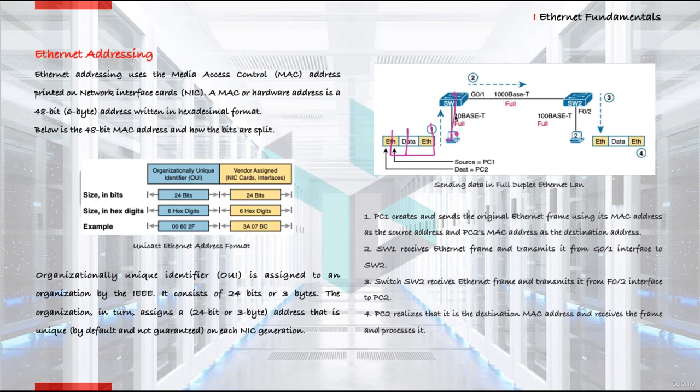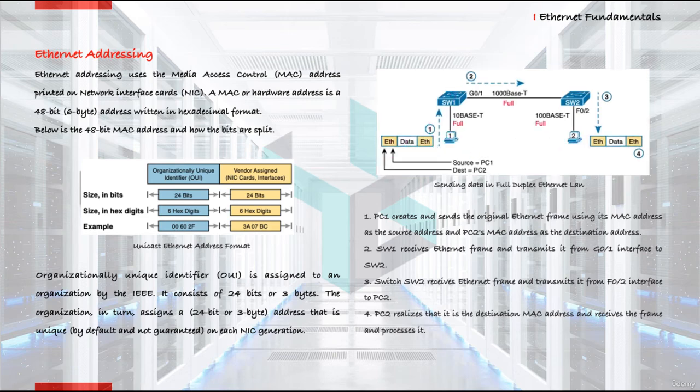Switch 2 receives the packet and looks at the MAC table, and in the MAC table, Fast Ethernet 0/2 has the MAC address of PC2 and forwards it to that user. In simple terms, the Ethernet frame is encapsulated in this way, and this packet is extracted and transmitted in front of it. Ethernet addressing is also like this.